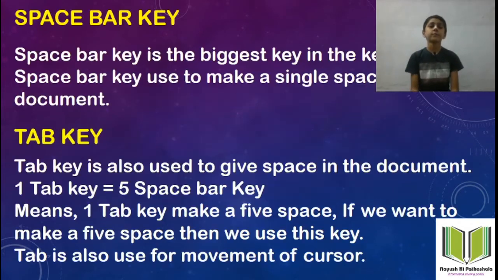Let's continue. Space bar key. Spacebar key is the biggest key in the keyboard. Spacebar key is used to make a single space in the document. Tab key. Tab key is also used to give space in the document. One tab key equals 5 spacebar keys. Means one tab key makes 5 spaces. If we want to make 5 spaces, then we use this key. Tab is also used for movement of the cursor.